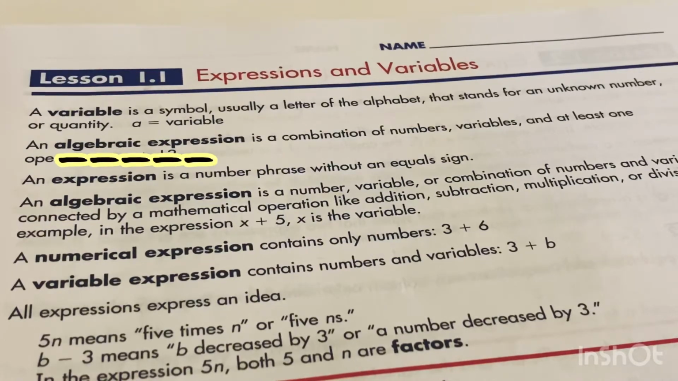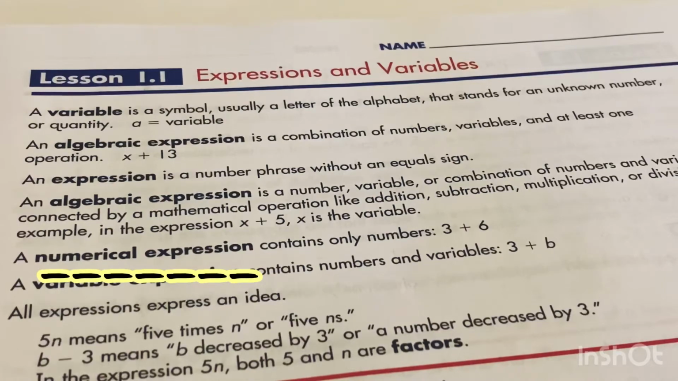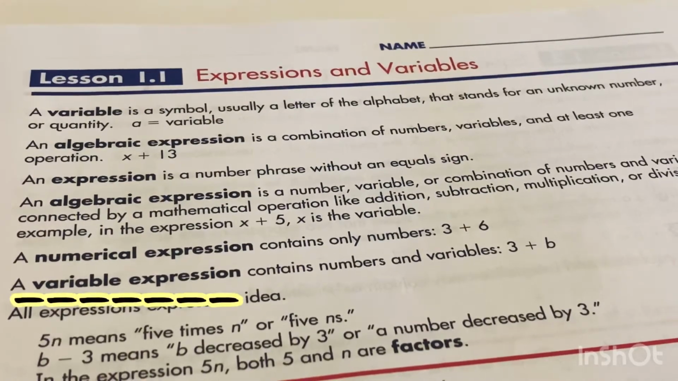Now an algebraic expression is a combination of numbers, variables, and any operation. At least one operation can be involved in it, or there can be many operations also, like addition, subtraction, multiplication, or division. Now numerical expressions are expressions which just have numbers. Numerical means numbers only, constant numbers only. And variable expressions involve a constant and variables together, and there can be any operation, again plus, minus, multiplication, division, anything.